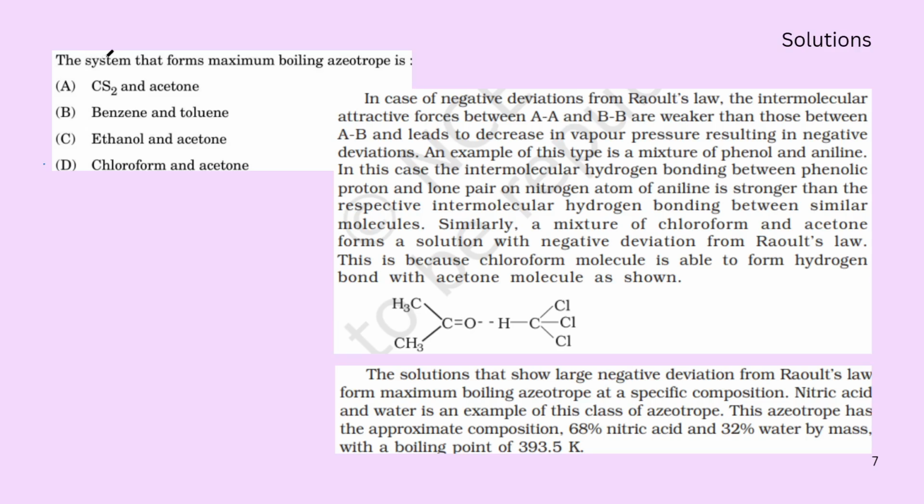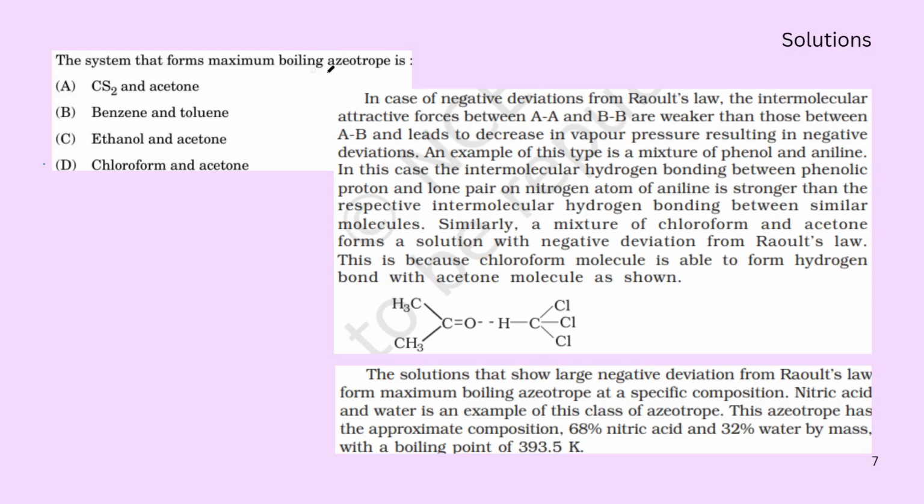This is the next one. The system that forms maximum boiling azeotrope is... Now, this is under the concept of ideal and non-ideal solutions, specifically non-ideal solutions. Non-ideal solutions are further classified into two: the ones which have a positive deviation from Raoult's law and the ones which have a negative deviation from Raoult's law.